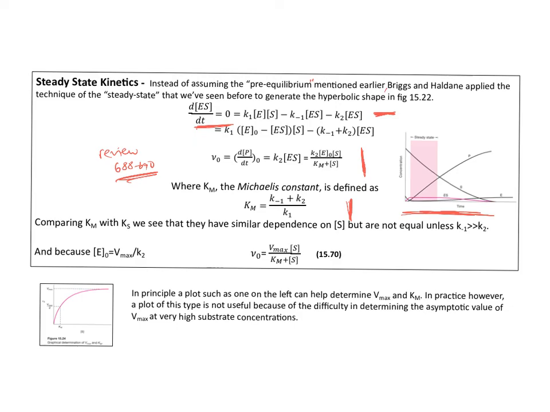And because the original enzyme concentration is Vmax over k2, we get this version. So in principle, we're getting the same curve we had before. In principle, a plot such as the one on the left can help us determine Vmax and the Michaelis constant, but in practice it's a little bit more difficult because of the difficulty in determining the asymptotic value of Vmax at very high substrate concentrations.